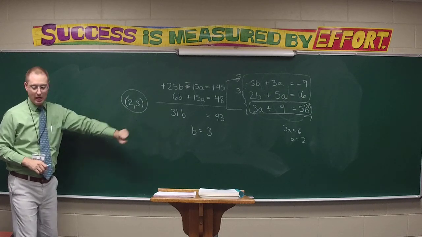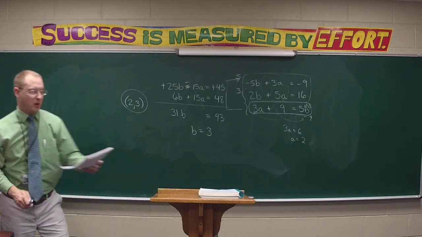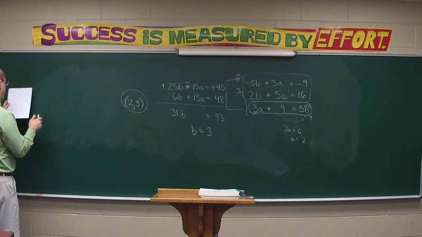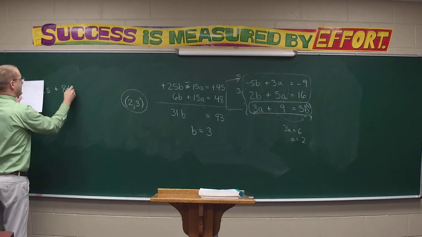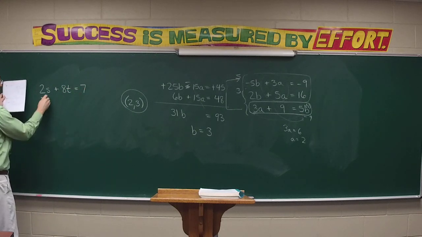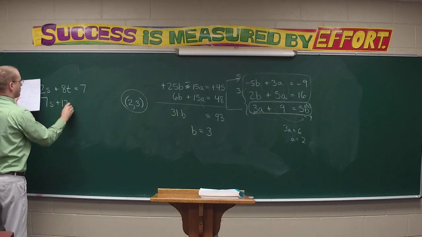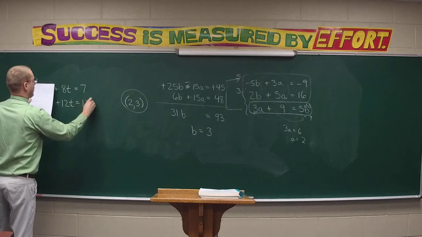Questions on this? Let me give you one more, and then we're going to move on to something a little bit of an extra twist here. Let's go with 2s plus 8t is equal to 7, and 7s plus 12t is equal to 12 and a half.